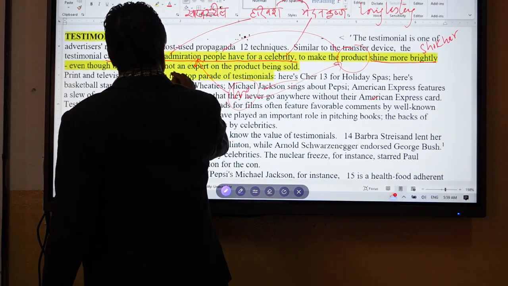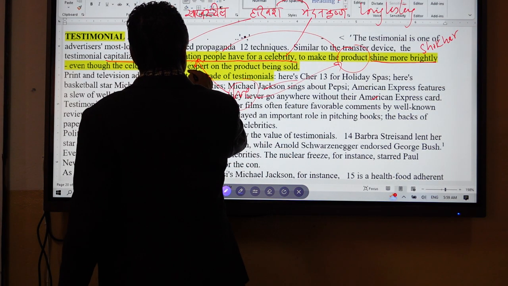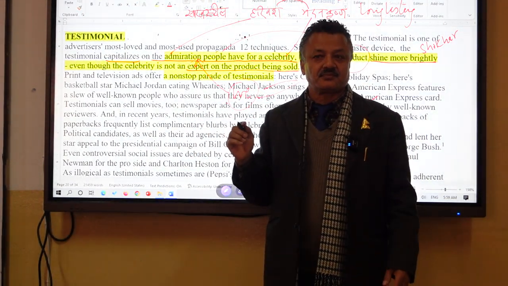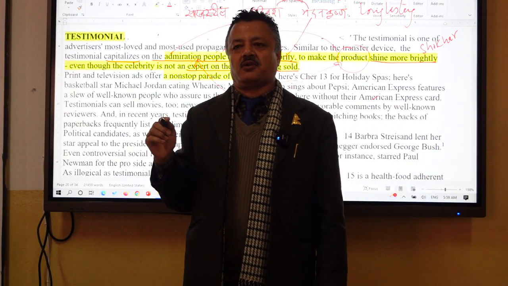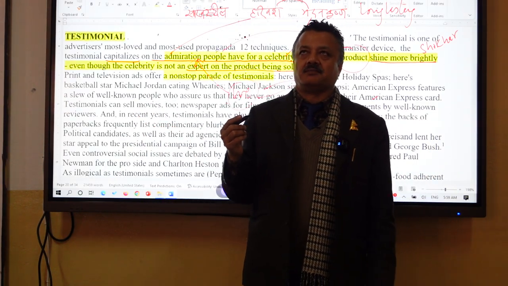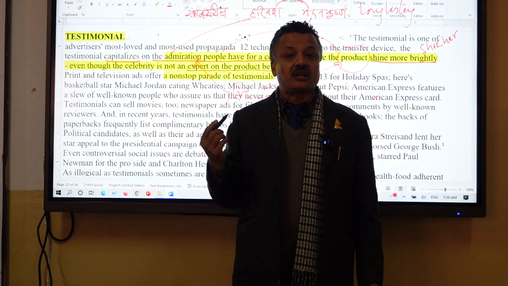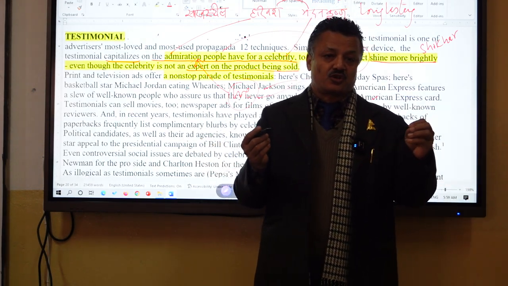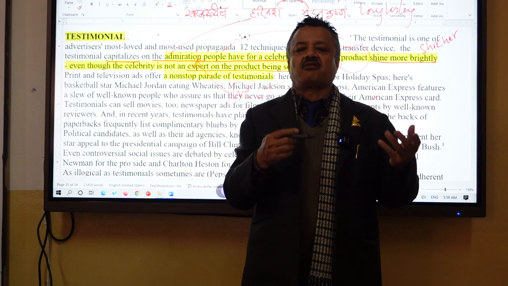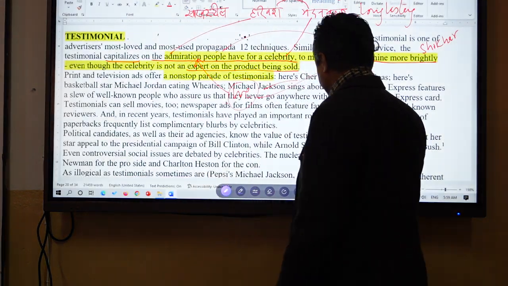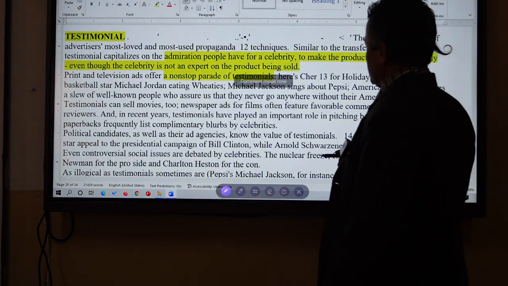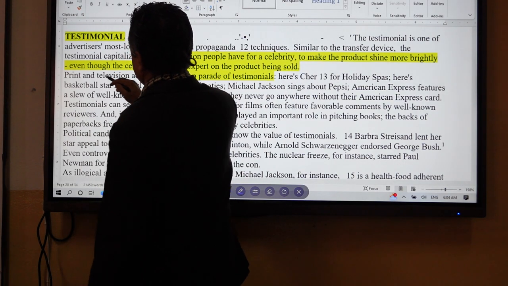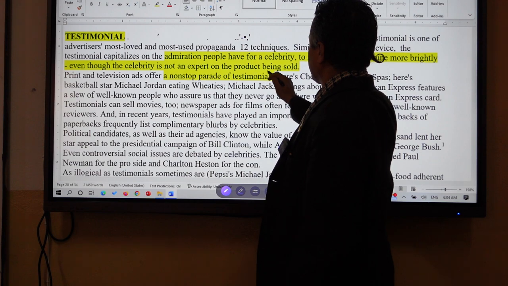Even though the celebrity is not an expert on the product being sold. For example, Mahabir Pun is no expert about banking. Appa Sherpa is not an expert about cement. Rajesh Hamal is not an expert about the insurance system. But because we respect them and companies associate products with them, we start respecting and buying the products and services as well. Shine more brightly even though the celebrity is not an expert on the product being sold.